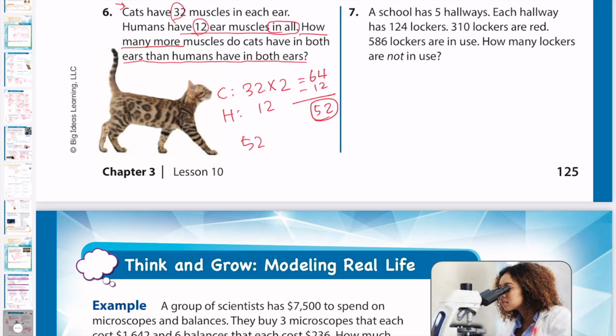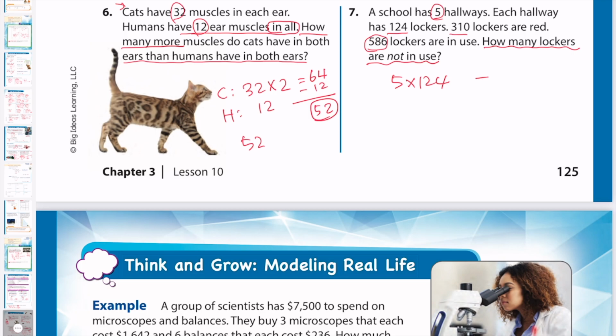All right, number 7. Our school has 5 hallways. Each hallway has 124 lockers. 310 lockers are red. 586 lockers are in use. How many? This is the problem. How many lockers are not in use? All right, how many hallways? 5 hallways. And each hallway has what? How many? 124 lockers. All right, now how many lockers are used? Yes, 586 lockers are in use.